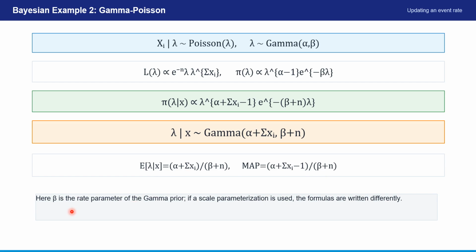The interpretation is also simple. The prior shape alpha contributes prior event counts and beta contributes prior exposure or time scale. The data add the observed event count sum xi and the sample size n. Be careful with parameterization. Here beta is a rate, not a scale. If a book uses a scale instead of rate, the formula looks different.